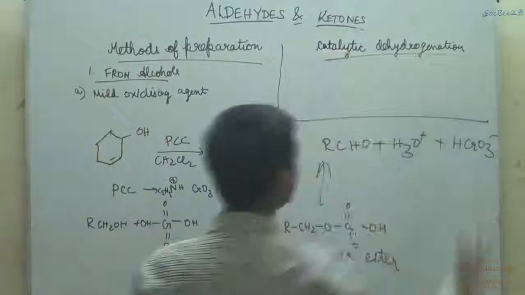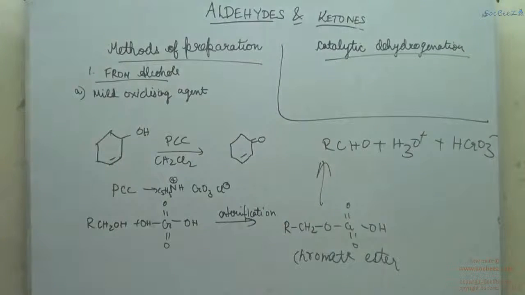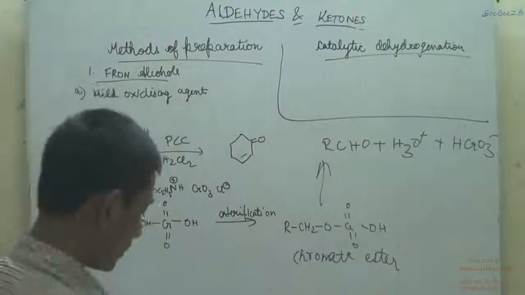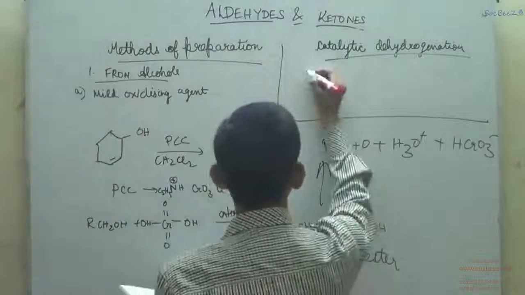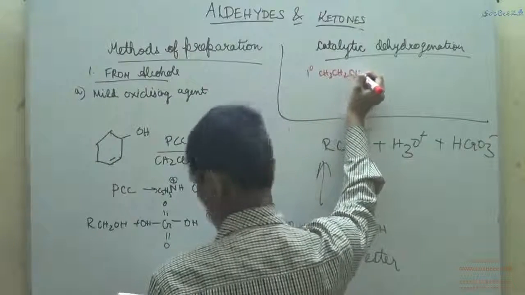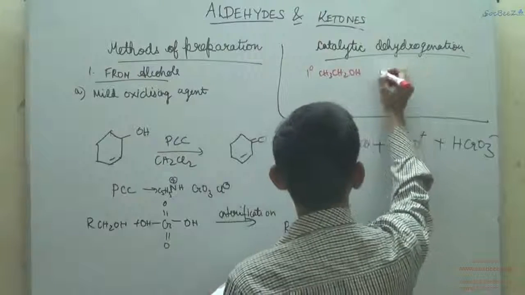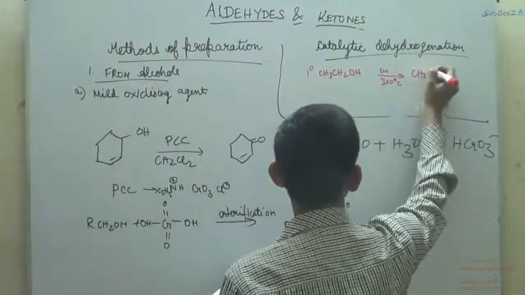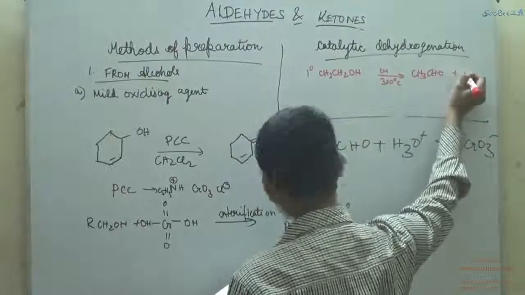This is also oxidation, because dehydrogenation is nothing but removal of hydrogen. So this is already an easy thing. If you use a primary alcohol, let's say CH3CH2OH, and treat it with copper at 300 degrees Celsius, you get an aldehyde, CH3CHO, acetaldehyde, plus water.